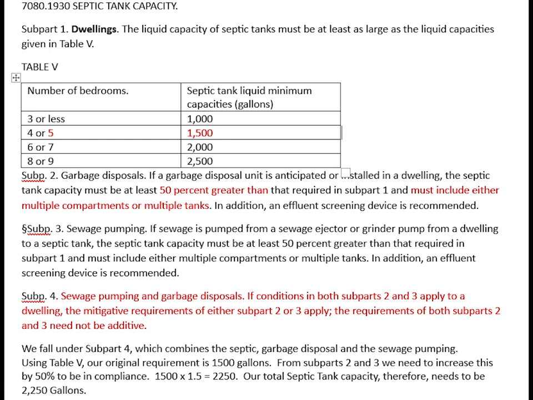Using Table 5, our original requirement is 1,500 gallons. From Subparts 2 and 3, we need to increase this by 50% to be in compliance. 1,500 times 1.5 equals 2,250. Our total septic tank capacity, therefore, needs to be 2,250 gallons.